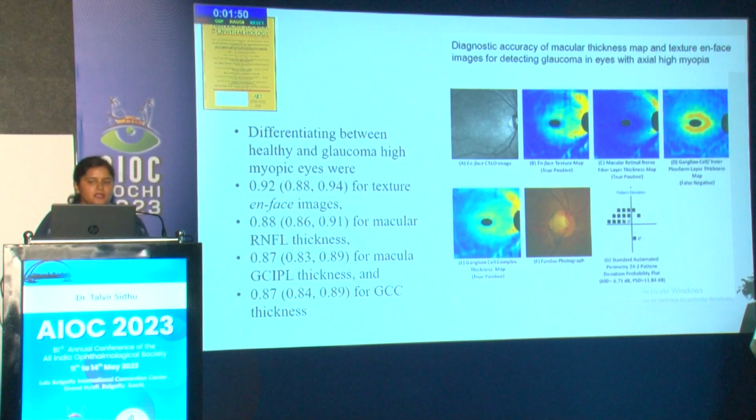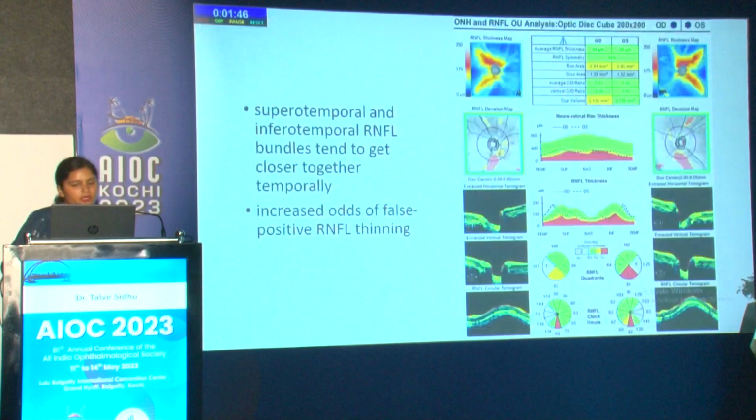So nowadays what is happening is, we are all looking at NFAS images. So here also we can see this is actually the NFAS image, and it is giving us some thickness of the retina.